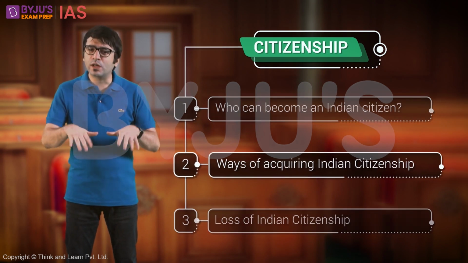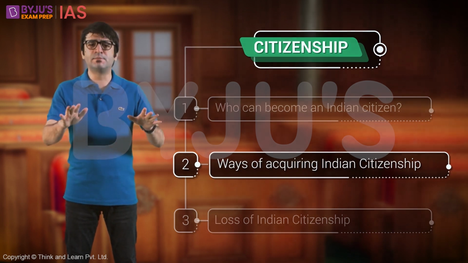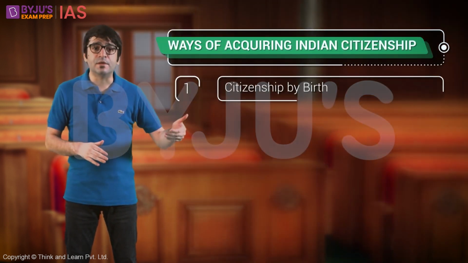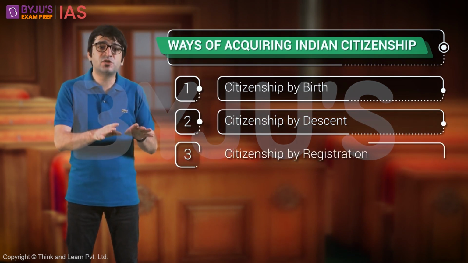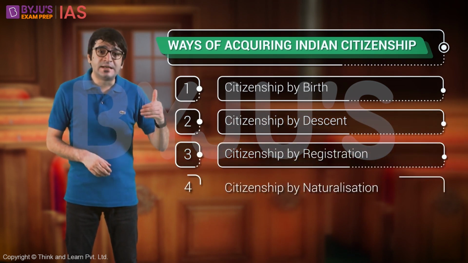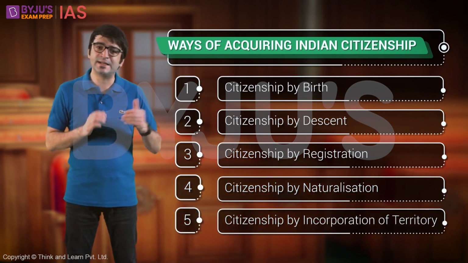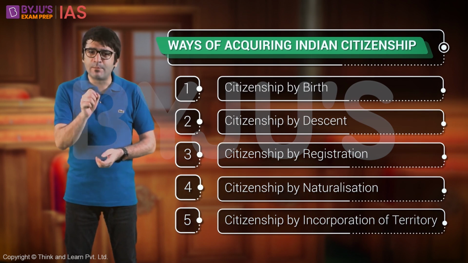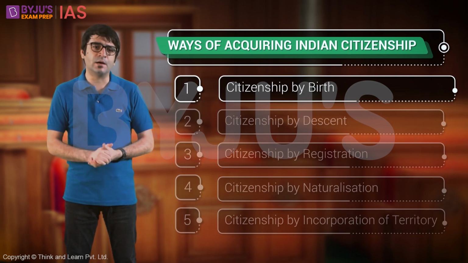But first up, what are the ways of acquiring Indian citizenship? There are multiple ways. One, by birth, then by descent, then by registration, then by naturalization, then by the acquisition of a foreign territory. Let's look at all of them one by one. But first up, by birth. Who can become the citizen of India by birth?